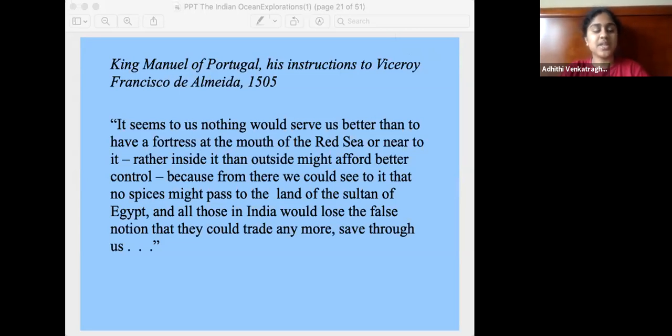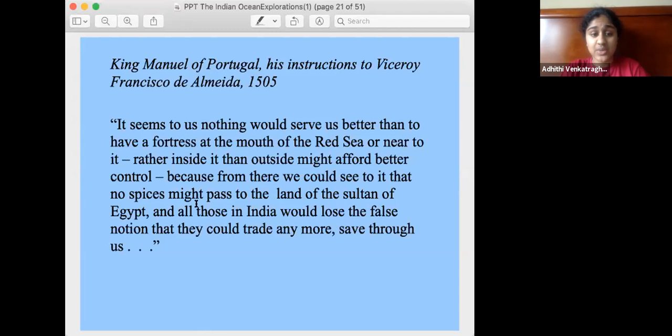So I've gotten purpose and historical context. Let's take a look at what the purpose of this would be. It says, it seems to us nothing would serve us better than to have a fortress at the mouth of the Red Sea or near to it, rather than inside, than outside might afford better control, because from there we would see to it that no spices might pass to the land of the Sultan of Egypt, and all those in India would lose the false notion that they could trade any more, save through us. So the purpose of this would be to restrict the trade, from King Manuel of Portugal. We also talked about how Portugal is very totalitarian with their trade. They only wanted other countries to trade with them. And so here we see that all those in India would lose the false notion they could trade anymore, save through us, meaning that he wants trade to only happen through Portugal and none of the other countries. That is the purpose of this paragraph.